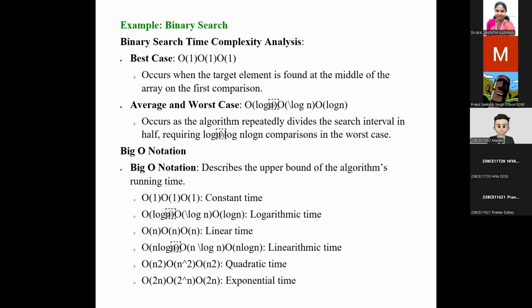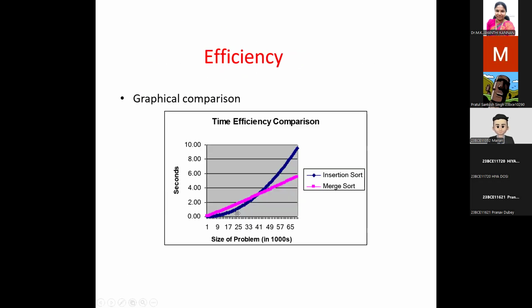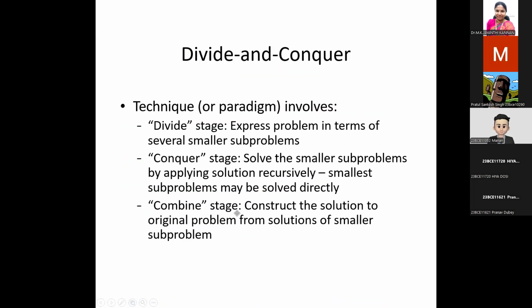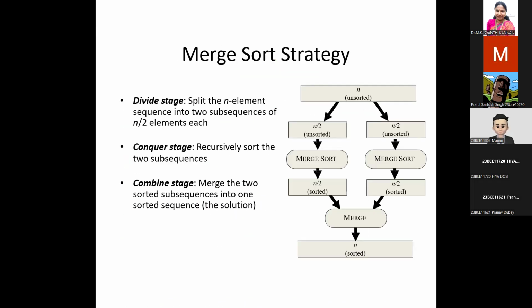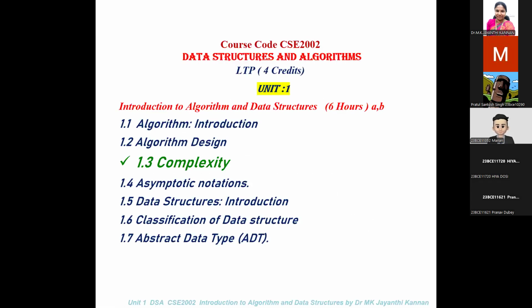Again, we will find out the mid value. For the 18 students, the mid element is 9. So we will proceed like that. So that is binary search, divide and conquer. Say, for example, merge sort. So this is the logic. Especially in merge sort, we are using this.